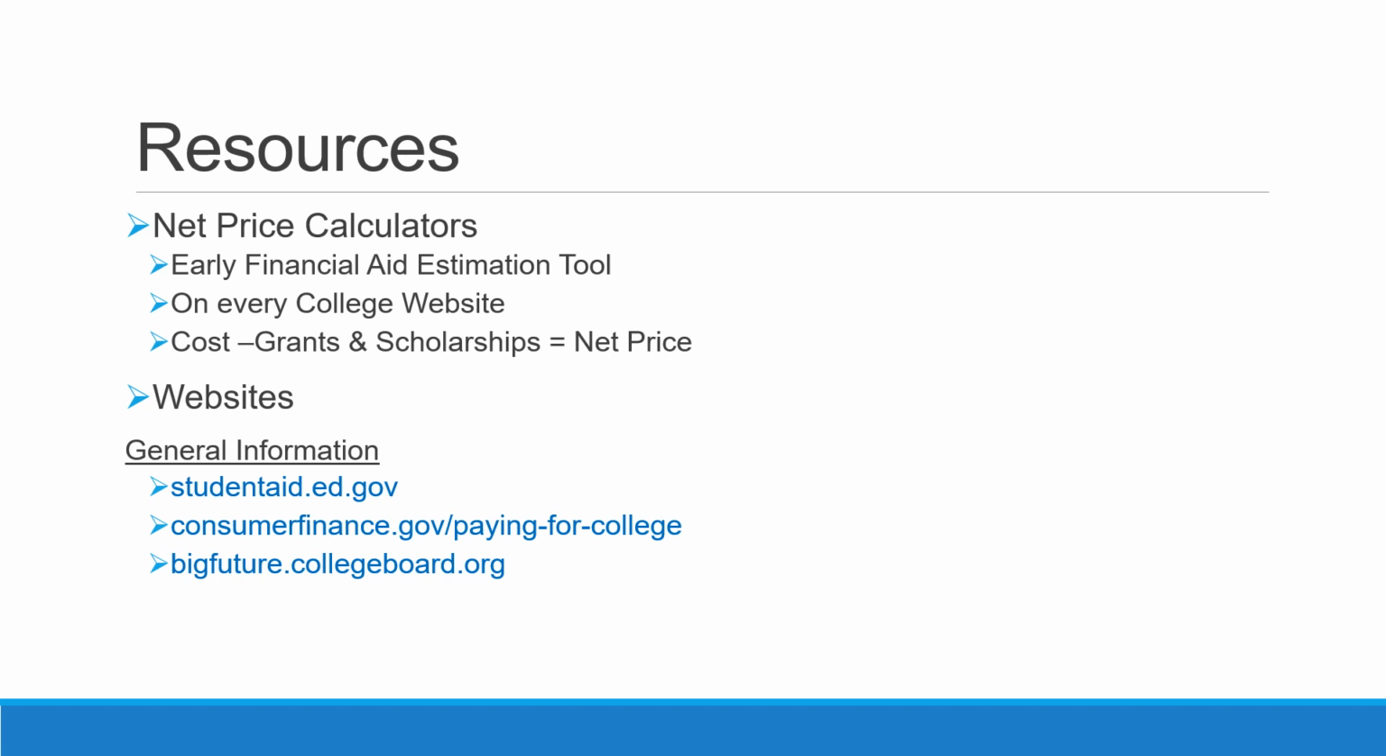The next 3 slides are for your reference, but there are a couple of items I will highlight. Every school has a net price calculator on their website to help you determine what type and amount of aid your student may qualify to receive. It's important to note that net price calculators provide an estimate, not a guarantee, of what your child may receive, so use this tool carefully. Think of it as a ballpark estimate as you are doing your research.